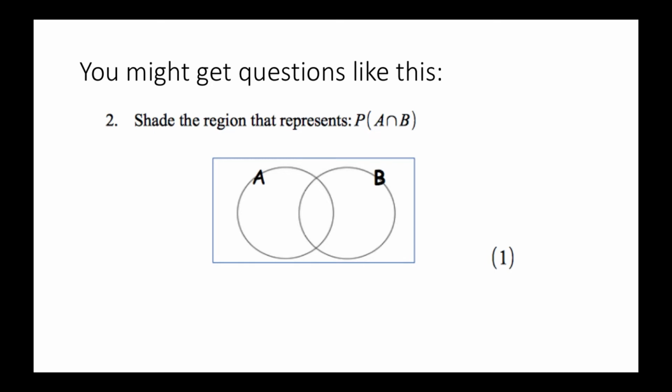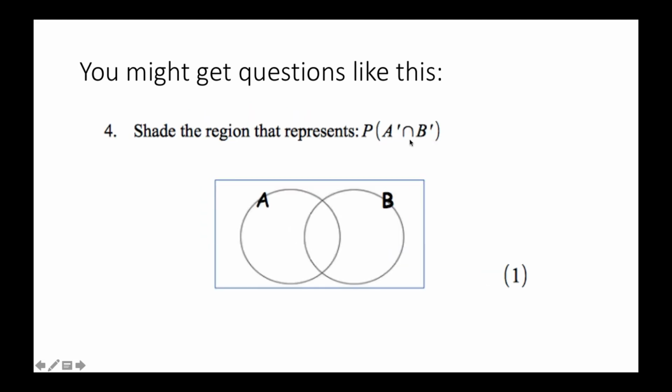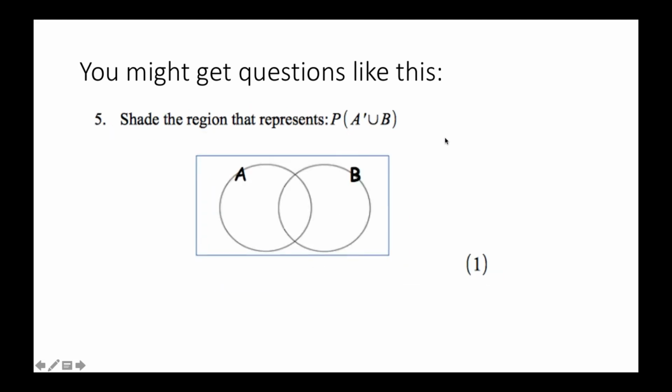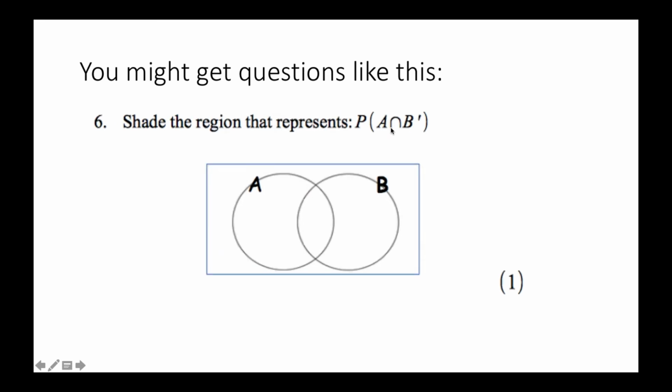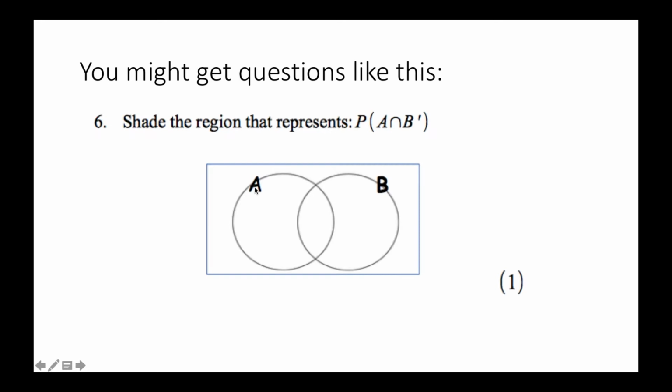I'm not going to go through all of these questions because it explains them all on the slide, but it's showing you the types of questions that you could get in your exams. A and B, A or B, or union B, not A and not B, not A or B, and A and not B. So there's just some examples there.